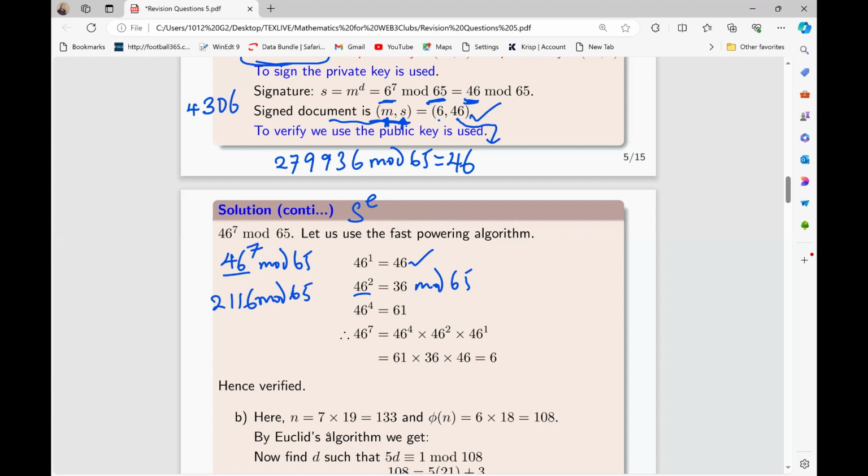So when I do that, 65 goes in 32 times. What is the remainder? 32 times, the remainder is 36. Now to get the next step, I square the one just above. So when I square this, I have 46 raised to 4. And when I square this 36, what do I get?